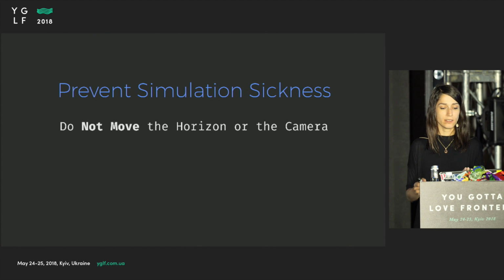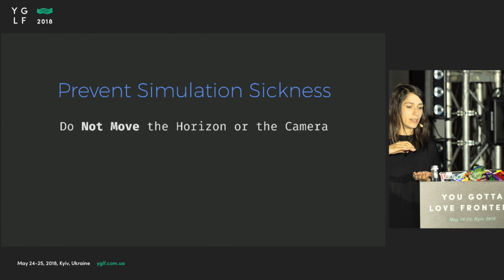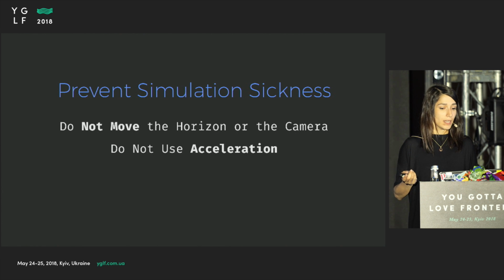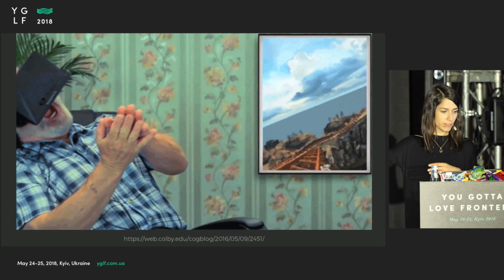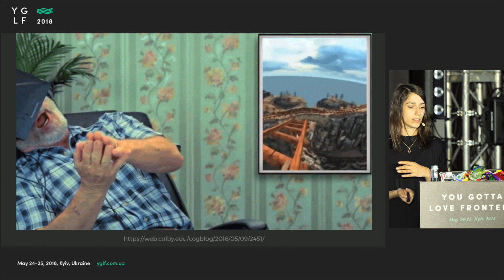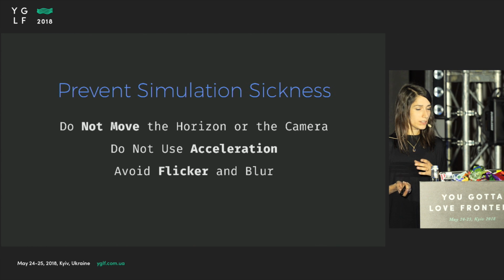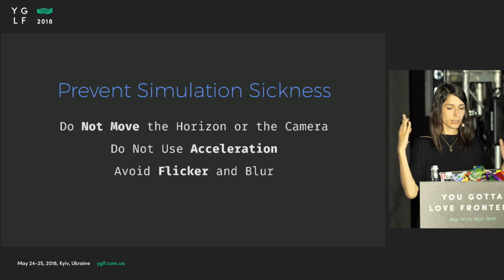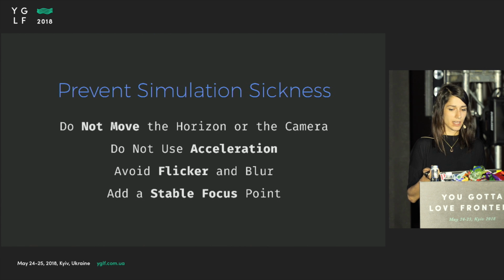If there are animated scenes, you could allow additional head movement by, for example, putting the camera on a dolly and then animate the dolly's movement. And second, don't use acceleration. Constant velocity is okay because we cannot feel it, but acceleration and deceleration should be felt, and when there's no feeling, simulation sickness will occur eventually. Also, avoid flicker and blur because they implicate movement, and consider adding a stable focus point to your scene. Some people do this by adding a nose thing in the scene.